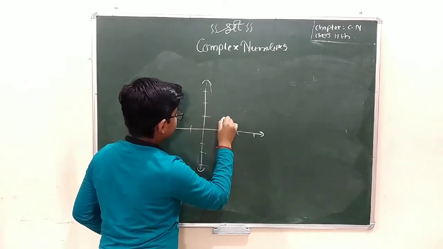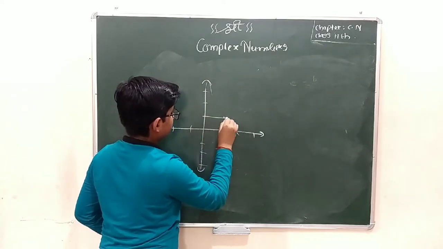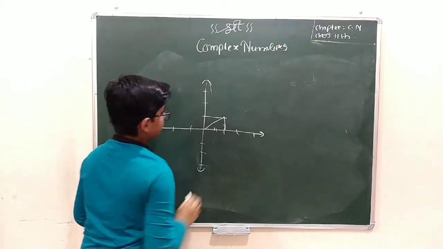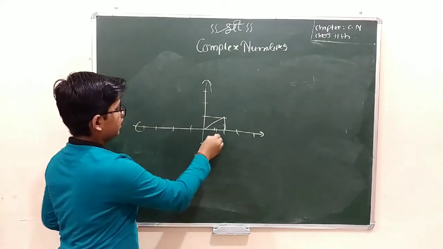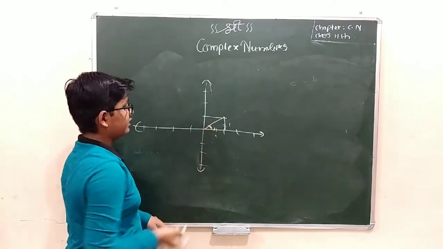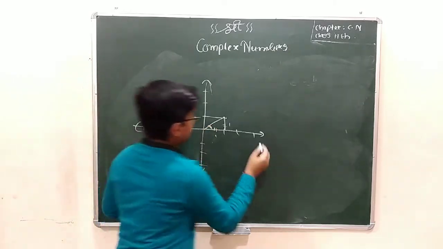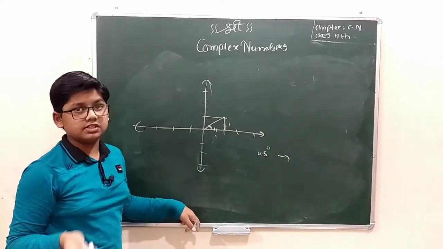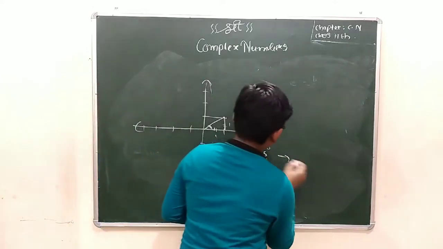Now this is 1, this is 1, this is 1, which means that this length will be equal to this length. This length is 1, this length is 1, which means that this angle will be 45 degrees. If I have to convert it into radians, because trigonometry is mostly based on radians, so 45 degrees to radians.